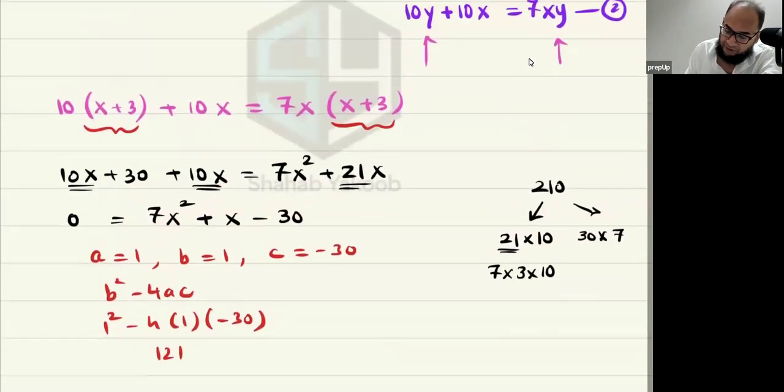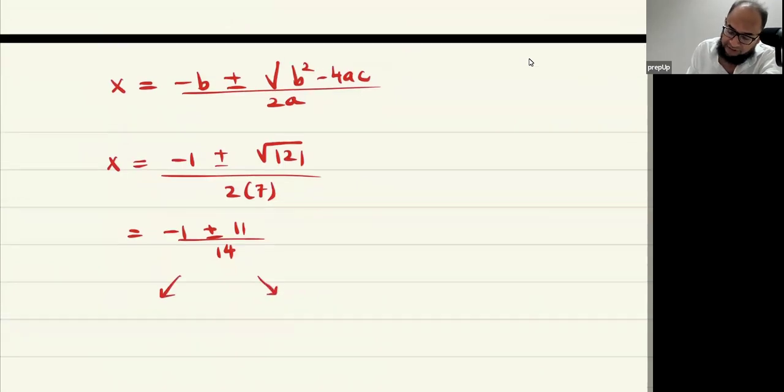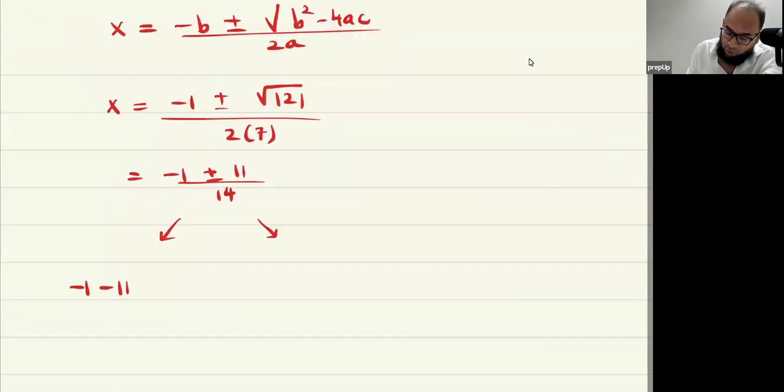And we are looking for two numbers. I'm just a little bit doubtful. So therefore this is negative 1 minus 29 over 14. That is one possibility. Negative 1 plus 29 over 14.